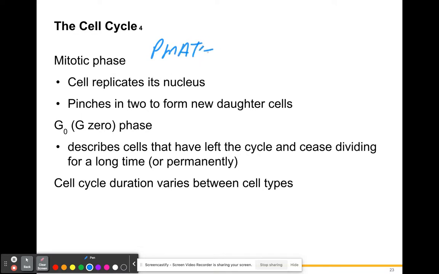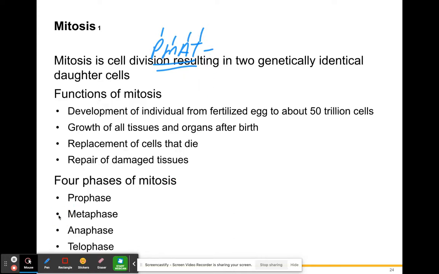Just think of a dog, right? A dog, where's a dog go wee-wee? A dog goes wee-wee on a P-mat, right? A pee-pee pad, a wee-wee pad, P-mat. Okay, it's prophase, metaphase, anaphase, telophase. Okay, right there, P-mat, P-M-A-T.